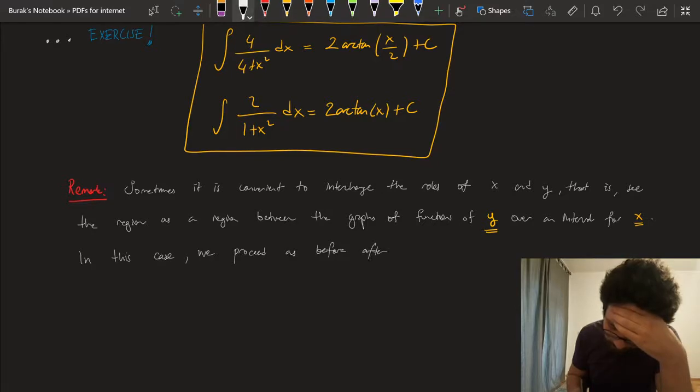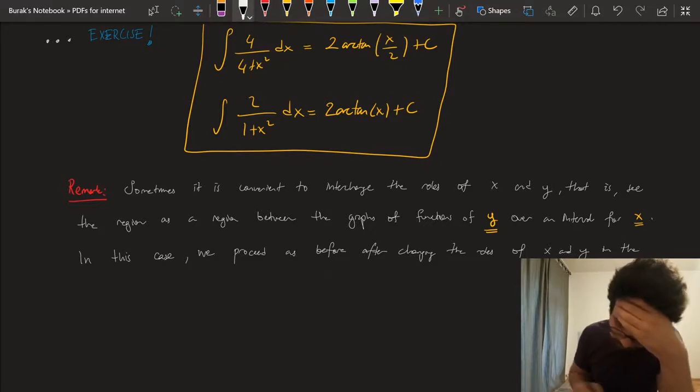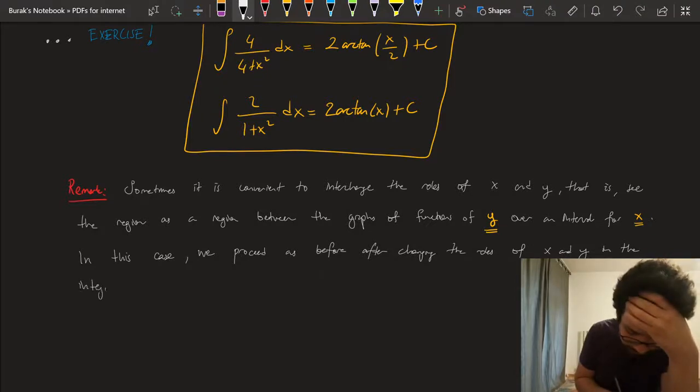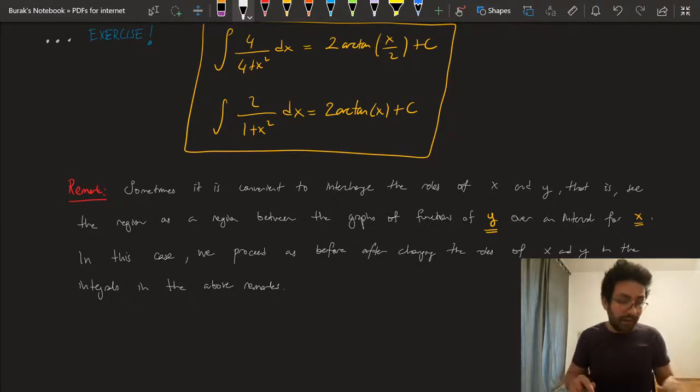After changing the roles of x and y in the integrals in the above remarks. And when I say the above remarks, I mean the whole thing I wrote at the very beginning.